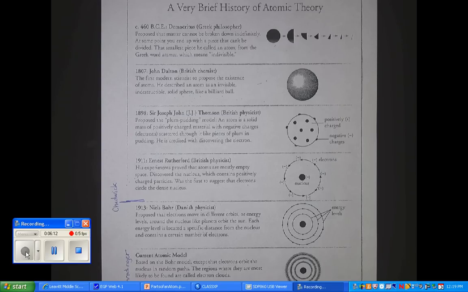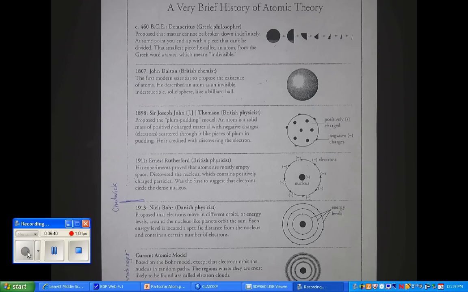And then the last model, Schrödinger. This is the current atomic model, that electrons orbit the nucleus in random paths. And the region where they are most likely to be found is called the electron cloud. Okay, so I'm going to give you some time to record this in your table, and then we will continue on to something else.